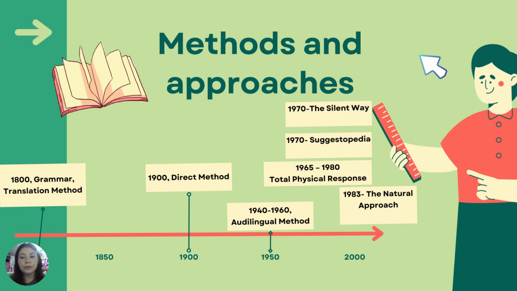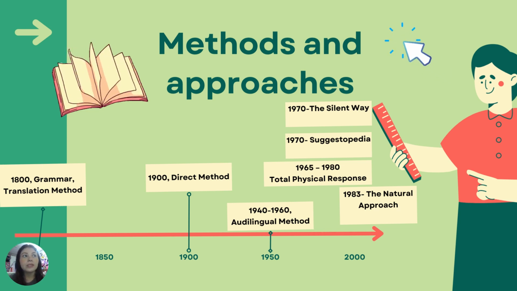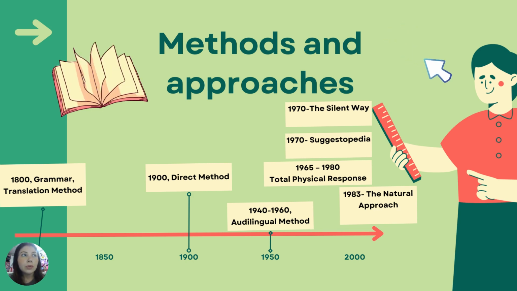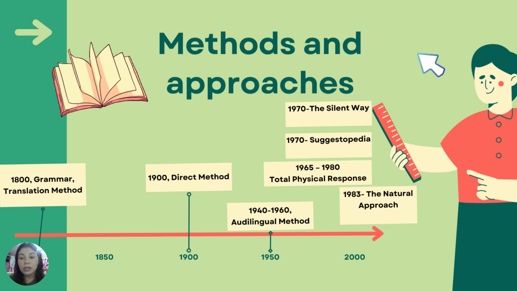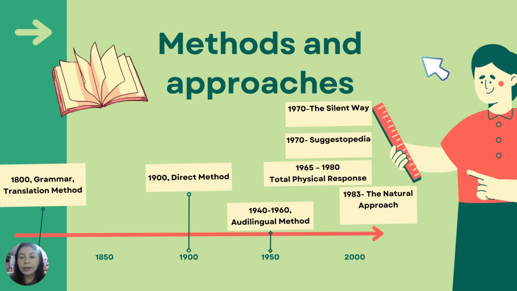Okay, let's continue. Methods and approaches. Let's start with the 1800s. The first one was the grammar translation method. It became a really dominant teaching method because they just translated. It was involved with the historical interest in learning writing and Latin and Greek at that time.